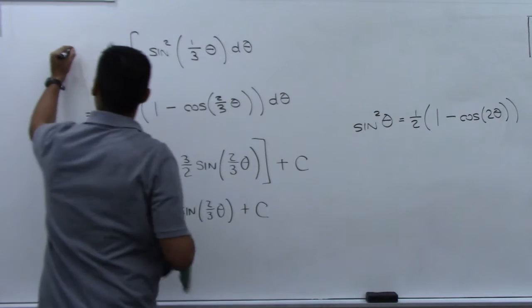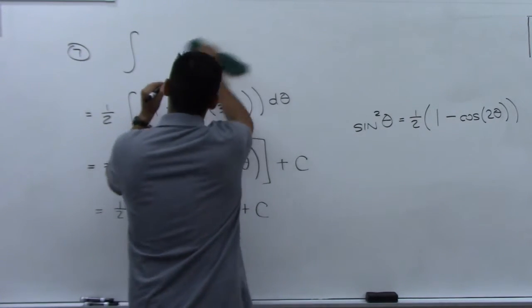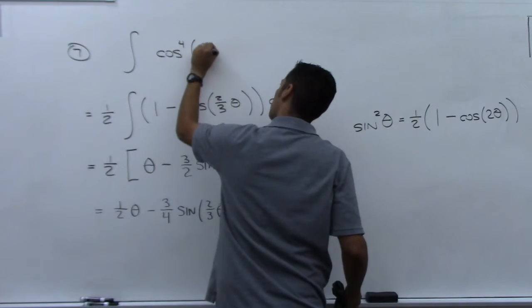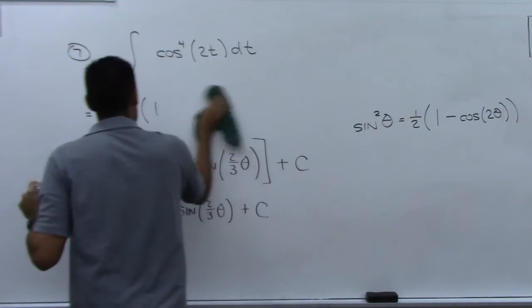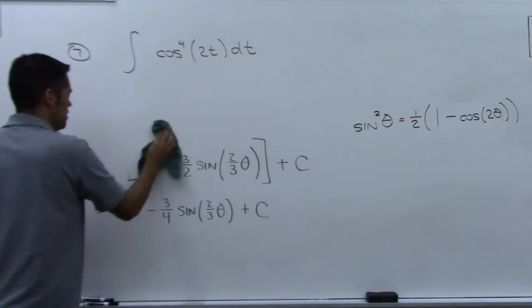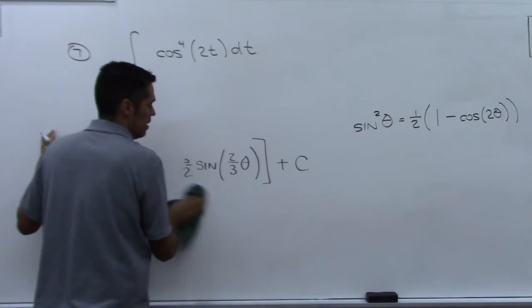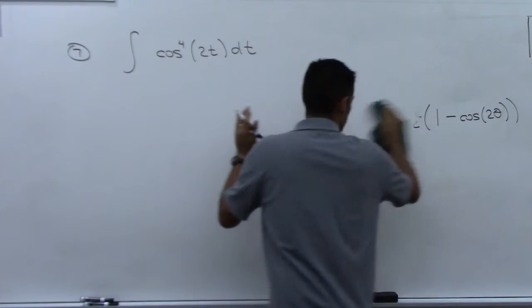Ugh. I already know this is going to be ugly. Cosine to the 4th of 2t dt. All right, now the reason it's going to be ugly is because it's cosine to the 4th, so I can't do what I did when it was odd and just pull out a cosine. Because it's even, I know I'm going to have to use that power-reducing formula.